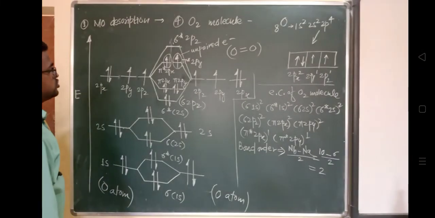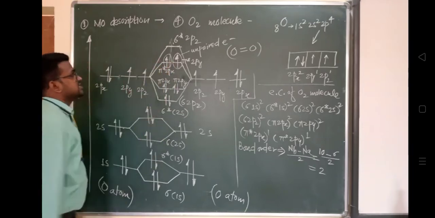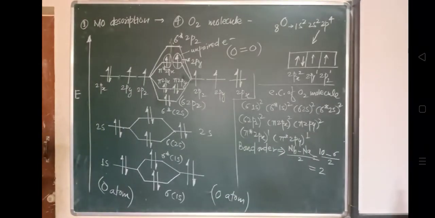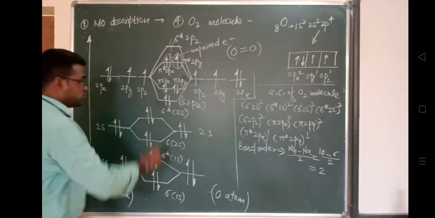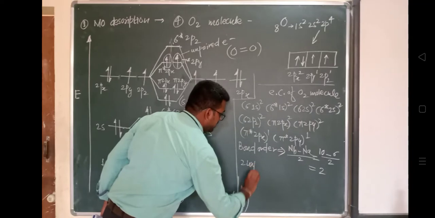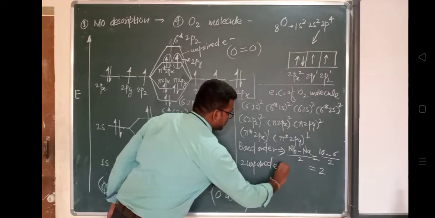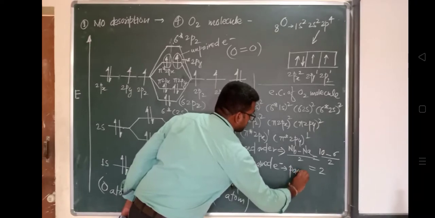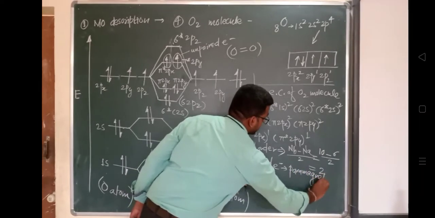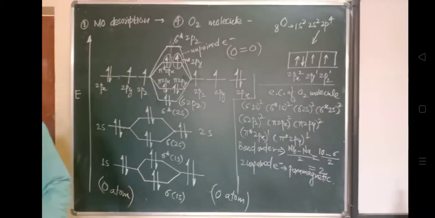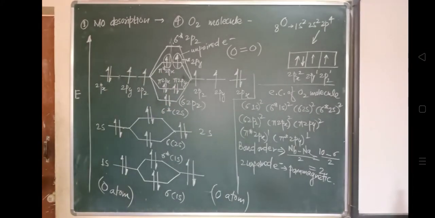And this is showing unpaired electrons present in this molecular orbital. Two unpaired electrons are present, and due to these two unpaired electrons, it is paramagnetic in nature. Paramagnetism is due to the unpaired electrons, which get attracted towards a magnetic field. So two unpaired electrons are in the pi star orbitals. So this is the molecular orbital description for the oxygen molecule.